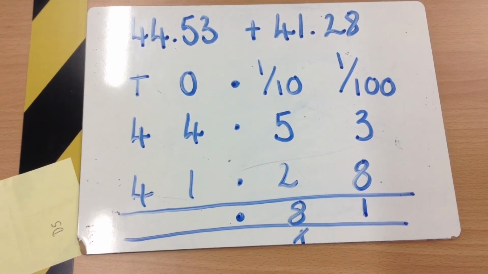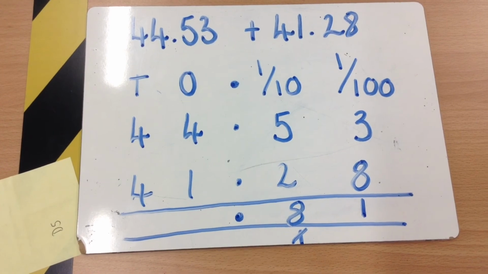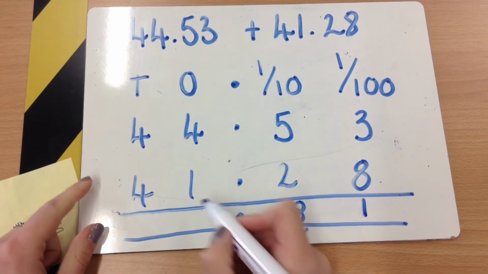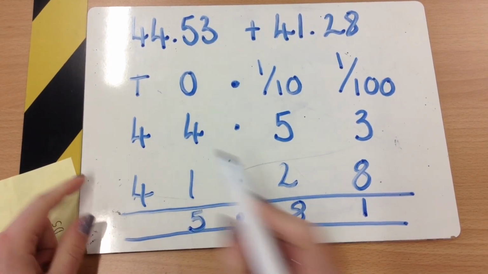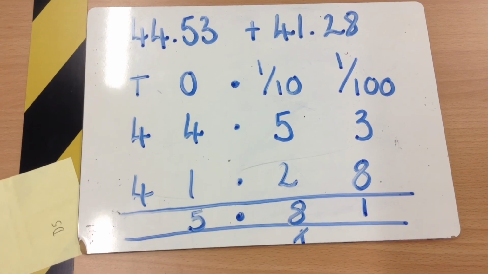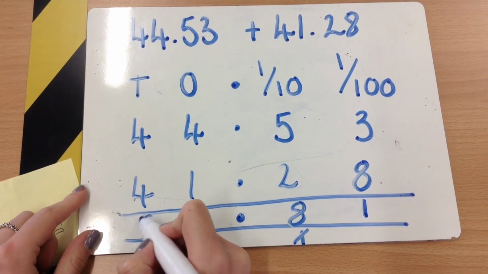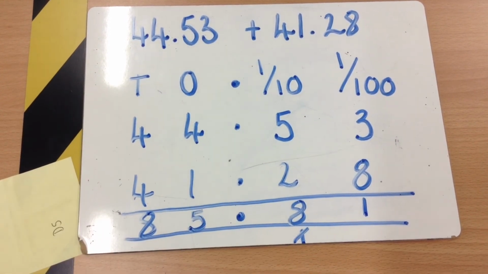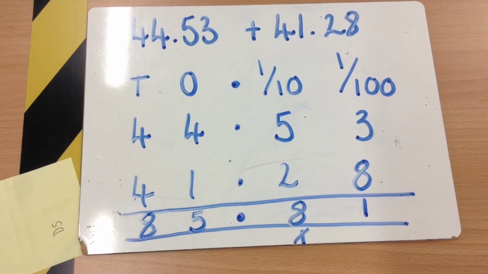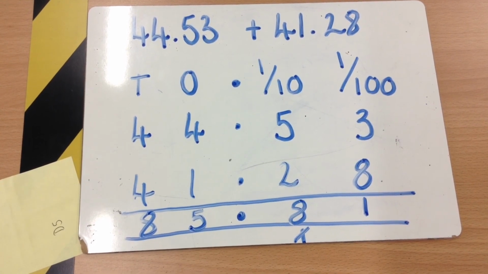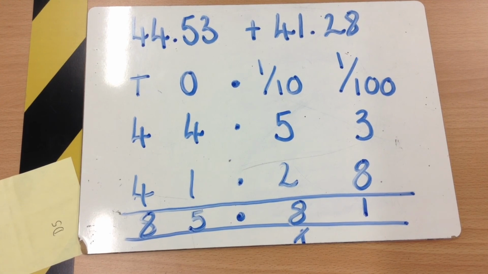Okay, now we're going to look at our 1s column. So 4 add 1 is 5, and our 10s column, 4 add 4, or 40 add 40, would be 80. So your answer to this question is 85.81.